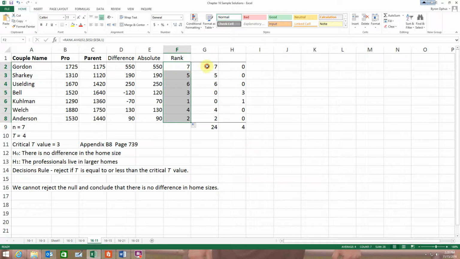Well, then I want to put these ones into a different column. Now I could kind of do this by hand, but it's so much fun using Excel. I get all kinds of cool stuff. So what I'm going to do is say, well, let's see, if this one's a positive, then I want this rank to show up here. If this one's a negative, then I want it to show up over here in column H. So how do I do that?